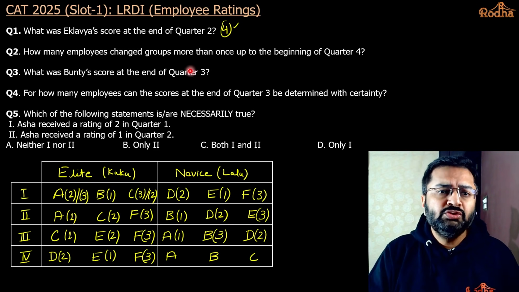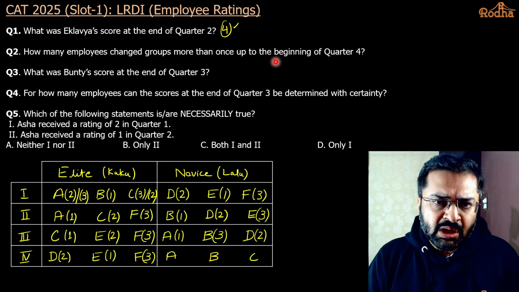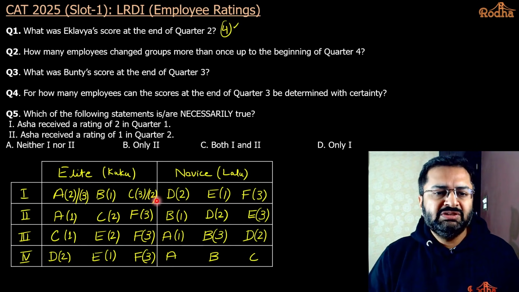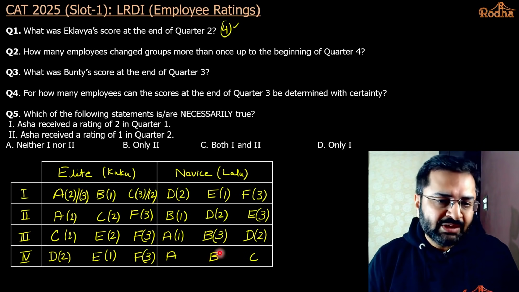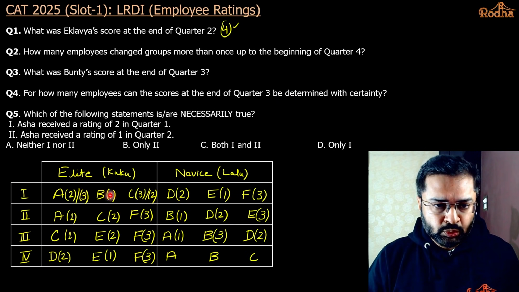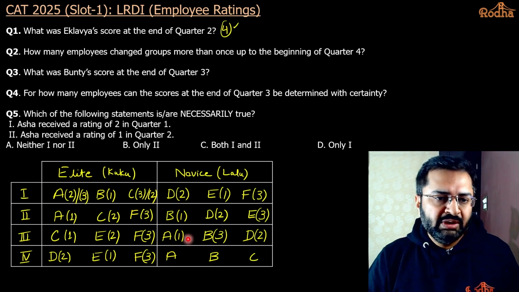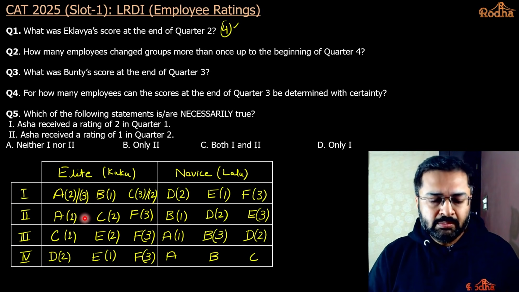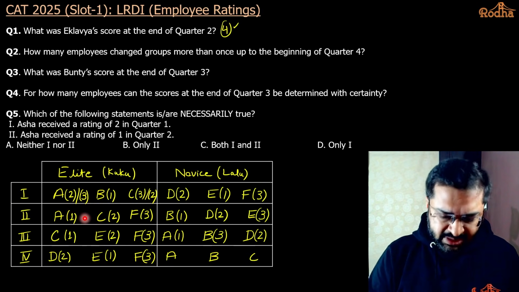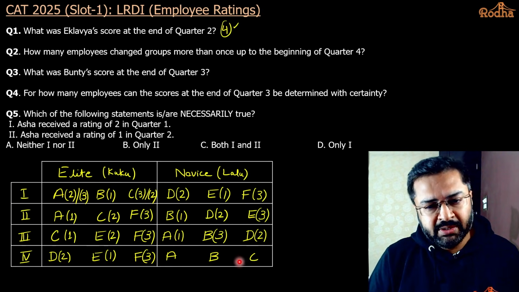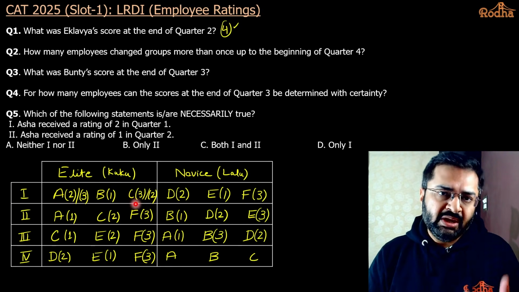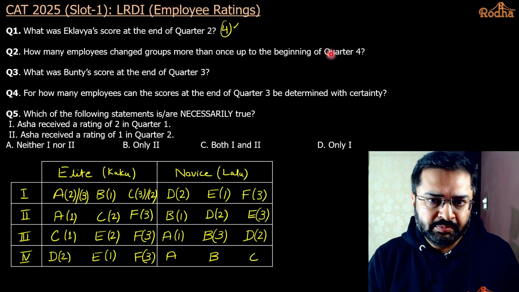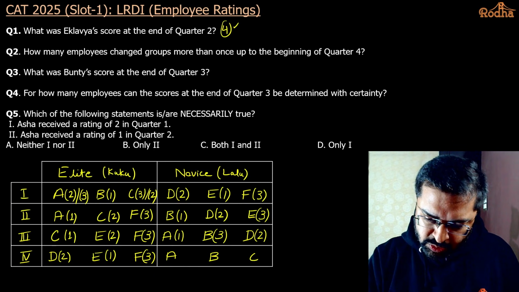How many employees changed groups more than once up to the beginning of quarter 4? Nobody changed. This is one question that we could have answered without actually solving everything. Once somebody moved to the other group, they could never come back. You could answer this question even by just looking at the data in the beginning, which said that A, B, C started here, ended up here. Since one person only moves either demoted or promoted, we could have said that nobody changed it twice. So the answer would be 0 here.